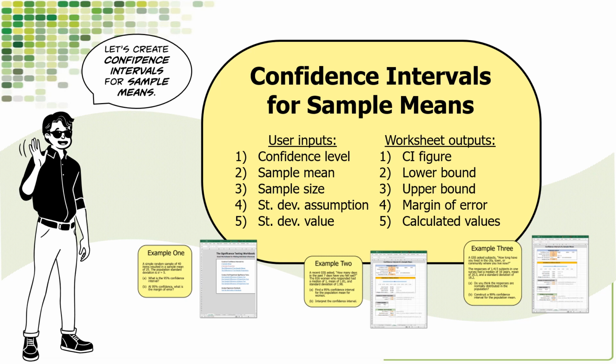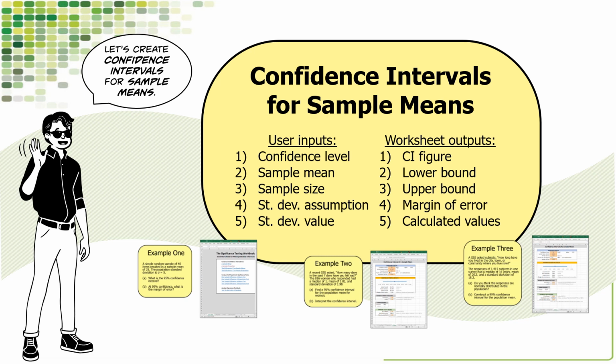This video is for people who already know what confidence intervals are and now want to learn how to generate them with Excel. It's easy to generate confidence intervals for sample means with the Excel Companion's Significance Testing Workbook. You can download this workbook from the Excel Companion's website. You just input a few values specific to the problem you're working on. The worksheet does the calculations and shows you the results.